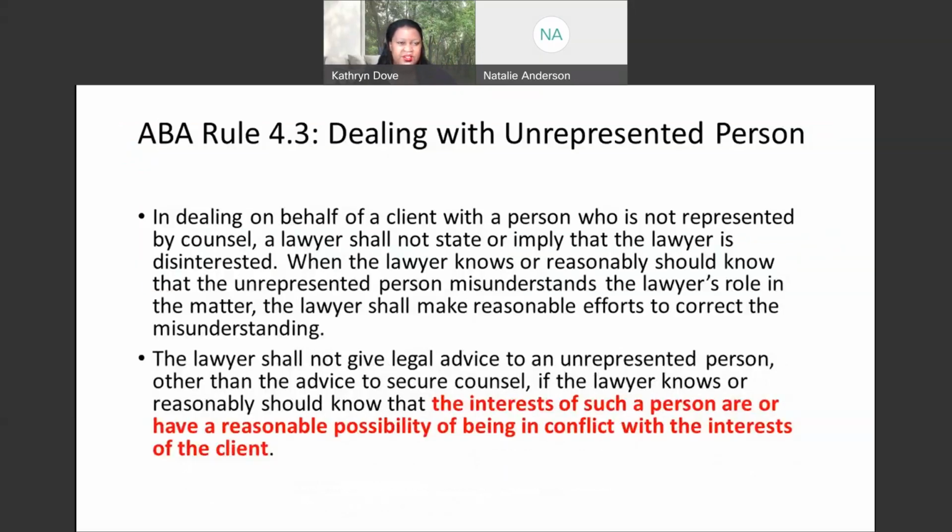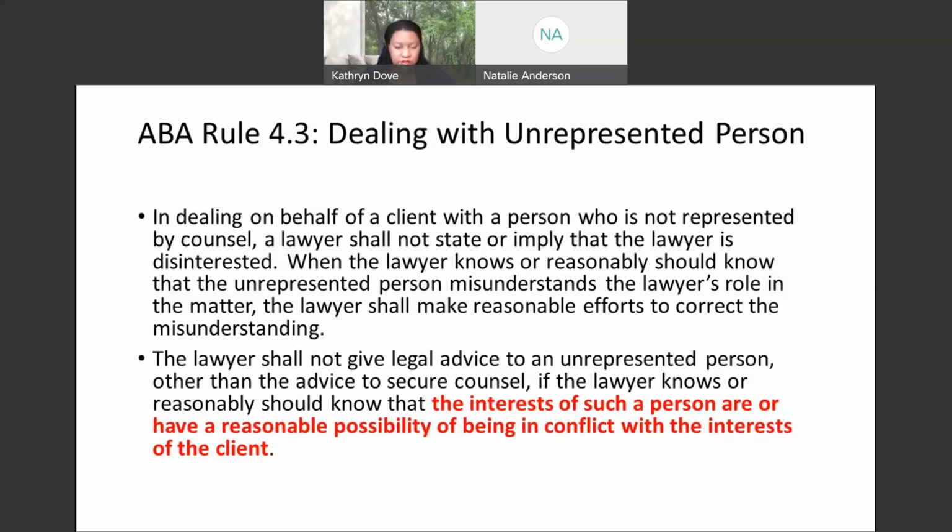Good, good. So Natalie sees that there's some rules at issue. Let's look at ABA 4-3, dealing with an unrepresented person. And these are rules that you may remember from your legal ethics course. In dealing on behalf of a client with a person who is not represented by an attorney, the lawyer shall not state or imply that the lawyer is disinterested. When the lawyer knows or reasonably should know that the unrepresented person misunderstands the lawyer's role in the matter, the lawyer needs to make reasonable efforts to correct the misunderstanding.